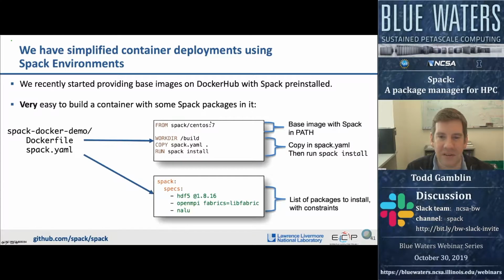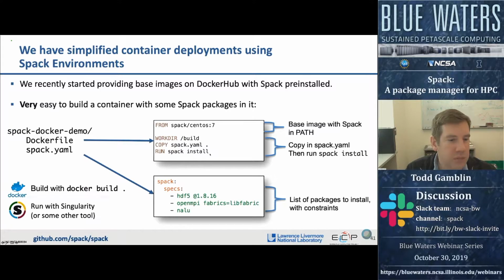We have some base images on Docker Hub for Spack that you can use that have Spack readily there, if you don't want to clone it. And then you just say, this is my work directory, copy the spack.yaml in there, and run spack install right there. And you can build that with Docker. You could run it with Singularity or some other tool on your HPC machine. Essentially, this is a very simple way to create an environment for an HPC application if you get it into Spack.